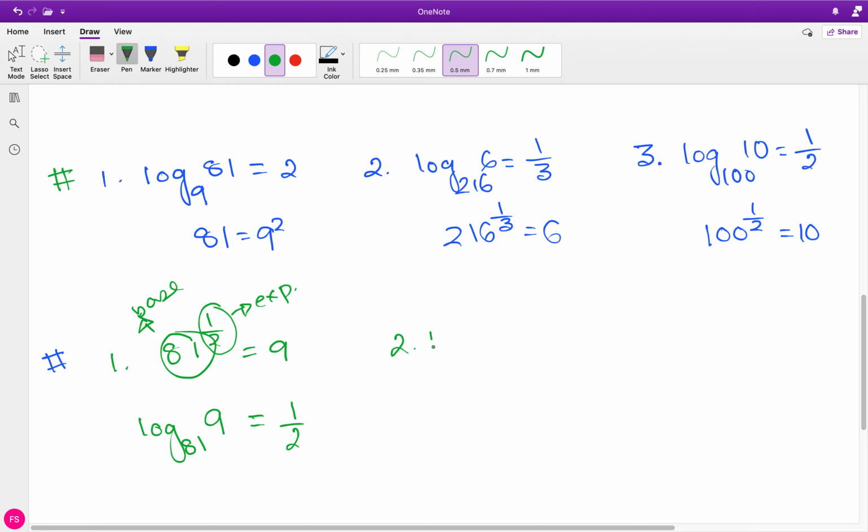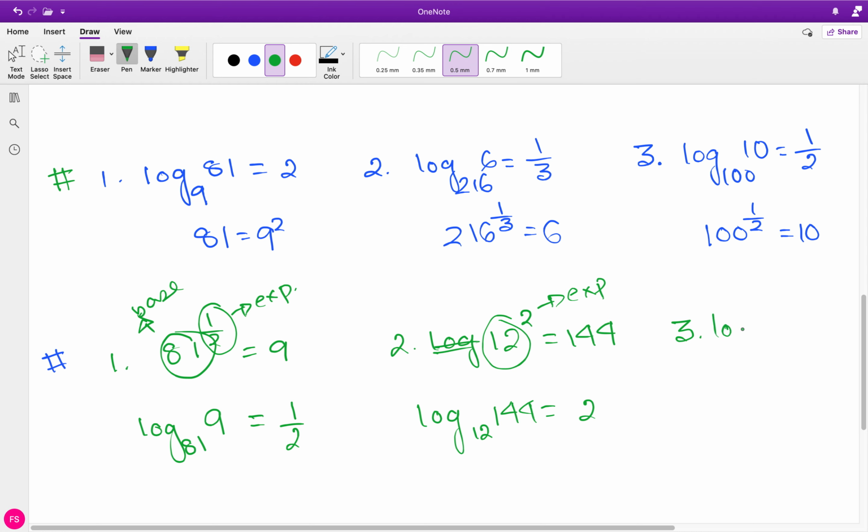Number 2, we have the exponents this time. 12 to the power of 2 gives us 144. How to write it in log? Again, this is the base, so when you write log, you will write it over here. This equals 2, which is the exponent. The exponent is the value of your log, leaving us with 144. So I'm just going to write it over here.